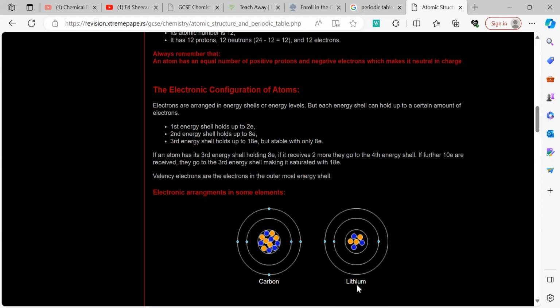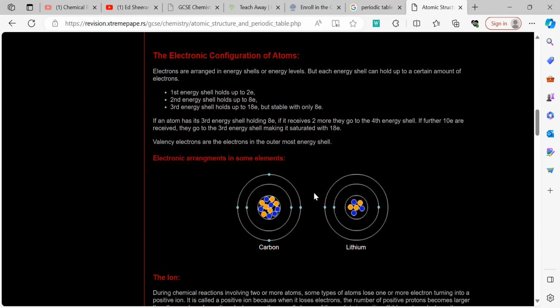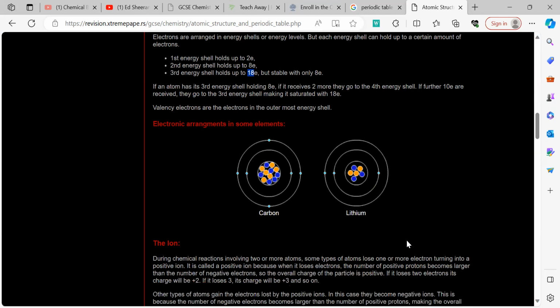Now, I talked in the last video about the electronic configuration, that there are always two in the first shell, eight in the second shell, and eight in the third shell as well, for it to become stable. Although it's written that the third shell can hold 18 electrons, for stability, in most types of electron shells, there are only 8 electrons.